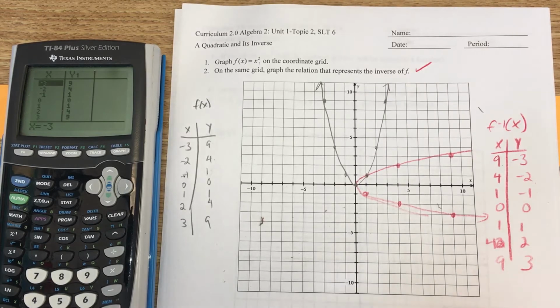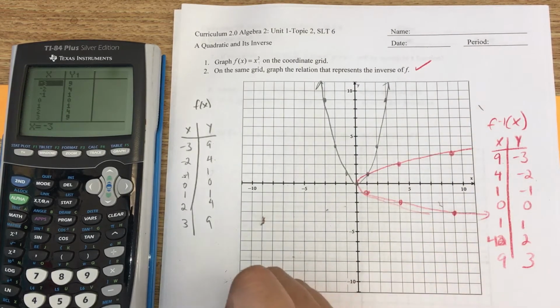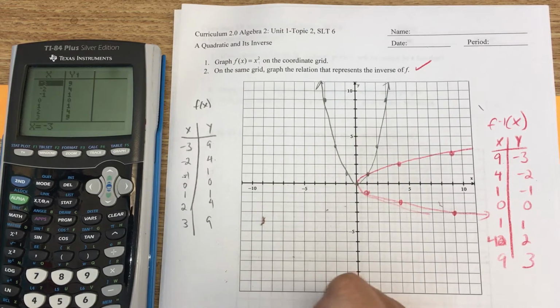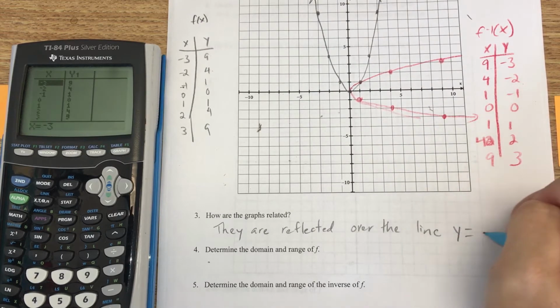Check. How are the graphs related? Well, I don't just want to say that they're inverses. I want to say that graphically they are reflected over the line y equals x.